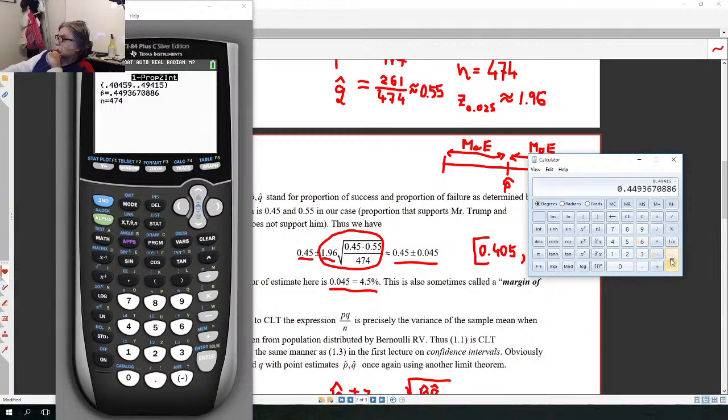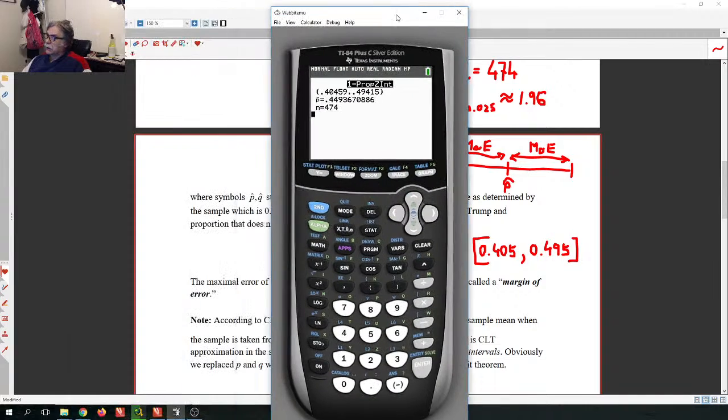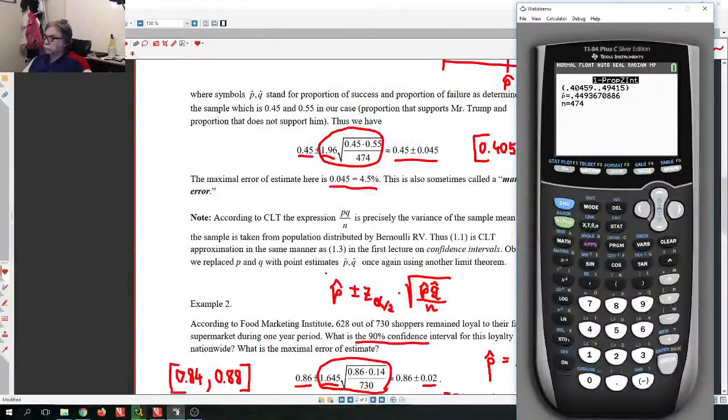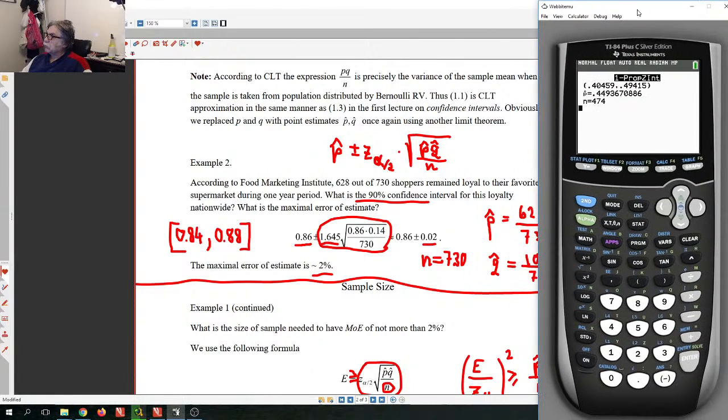0.493670886. Wow. Okay, and I get 4.5% again. I mean, if you do rounding on the third decimal, you end up with 4.5%, right? That's how you're gonna find the margin of error if you use your calculator, because your calculator will not tell you the margin of error. It will give you the interval on the top. It will tell you what the point estimate is. That's it.